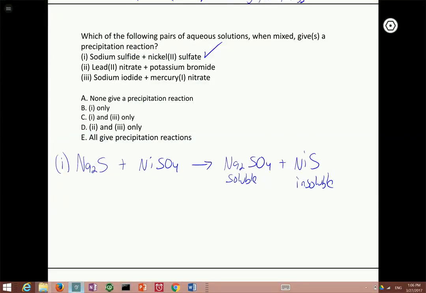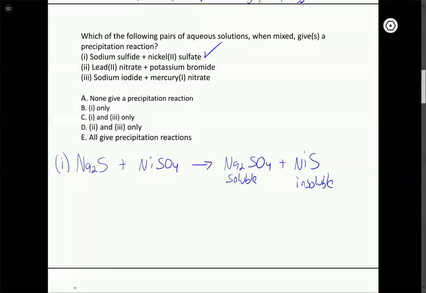And then going on to the rest of these choices here. Number 2, we're taking lead 2 nitrate, so that's going to be Pb(NO3)2, and we're combining that with potassium bromide, KBr. So the two products of this, lead pairs with bromide to make PbBr2, and then potassium nitrate.